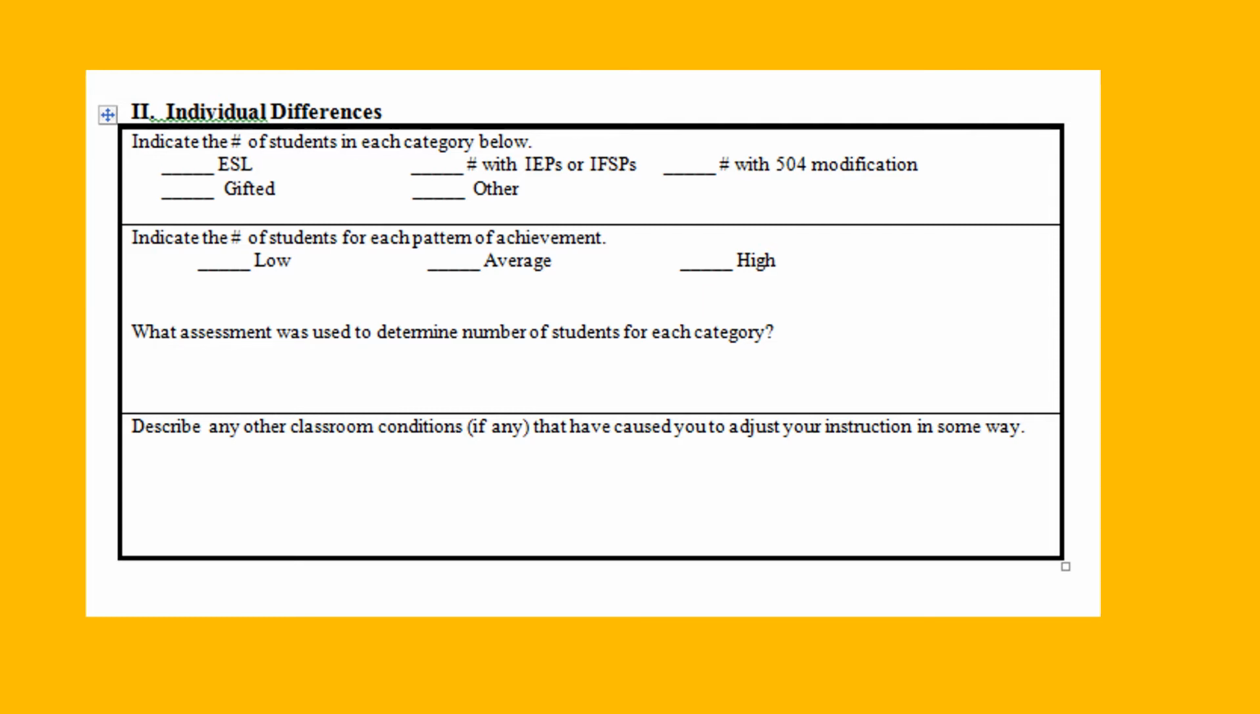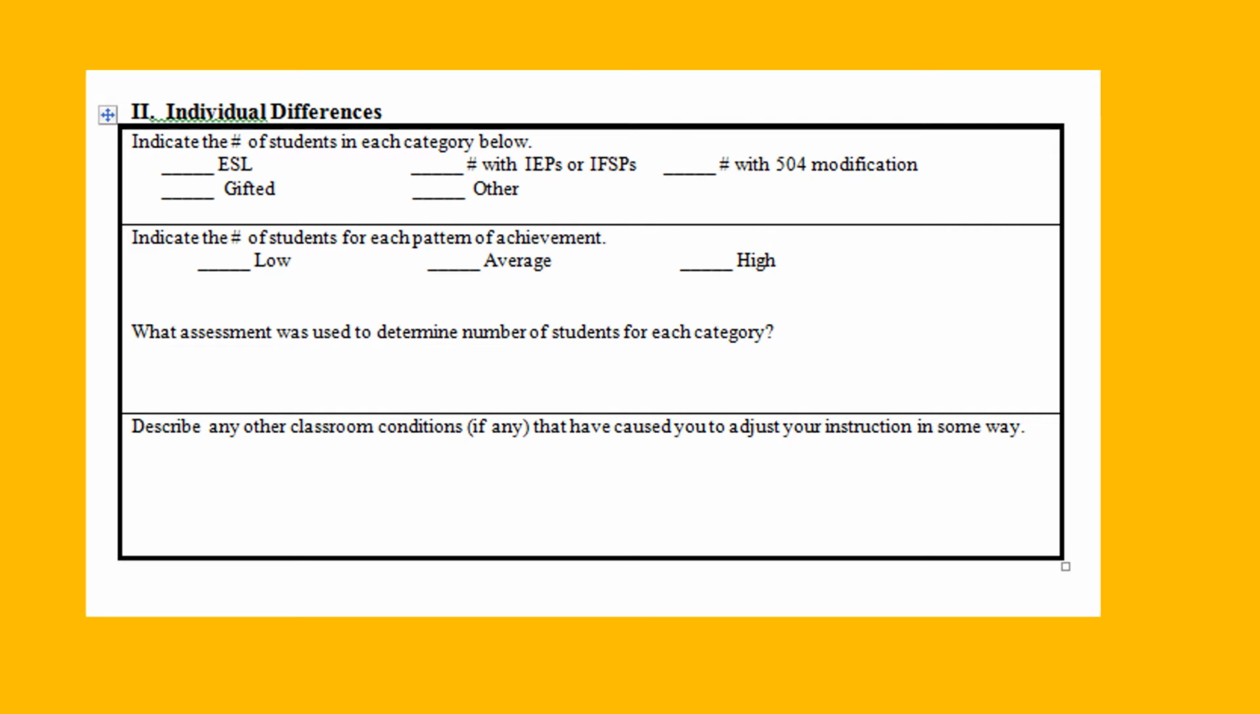And then if they've been tested and shown to be gifted, then you would put your number here. This bottom section is anything that you have to tell us about the classroom conditions that may have you adjust your instruction.